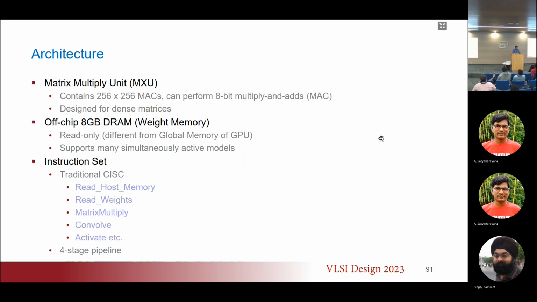So at the core, they have a matrix multiply unit, which is a 256 by 256 multiply and accumulate unit, and can perform 8-bit multiply and adds. Again, that's a very large number. 256 by 256 is 64,000. Okay, why are they doing 64,000 processing at a time? To hide latency.